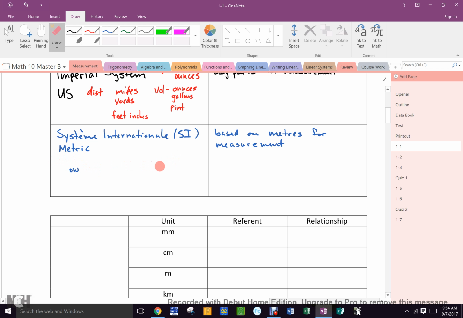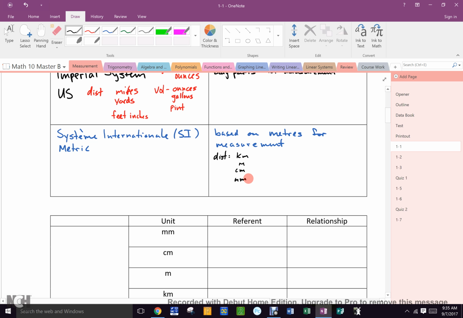So I'm going to erase that. Actually, no, I'll just write over here. What do we have for distances in the SI system? What do we use? Kilometers, km. What else? Meter. What else? cm. Millimeters, mm. What's the same thing all the way through there? Meters. They're all meters, right?